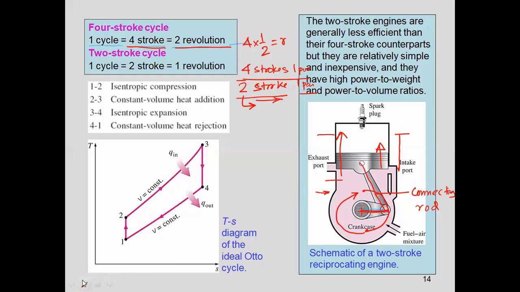Okay, is it clear? There are many differences, many characteristics wise there will be differences. As we are actually dealing with ideal cycles, we are only briefing on that. When we have time, we will discuss in detail.